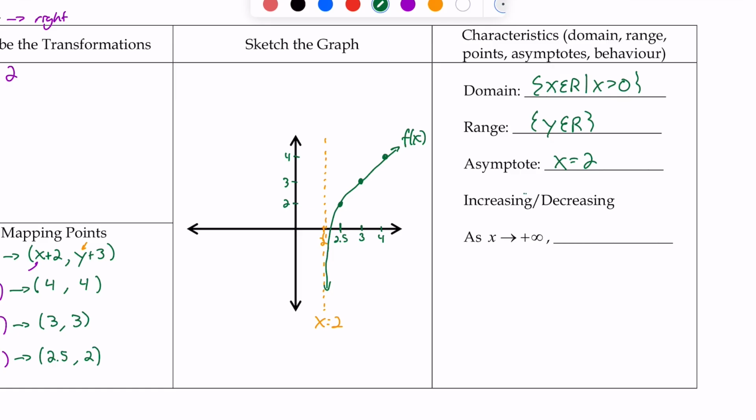We can see that our function is increasing because when I read from the left to the right, I can see that my function is going up. And that's essentially what this is saying here too. This is end behavior. It's saying that as x goes towards positive infinity, well, because we're going up forever, we're increasing, we are also going towards positive infinity.